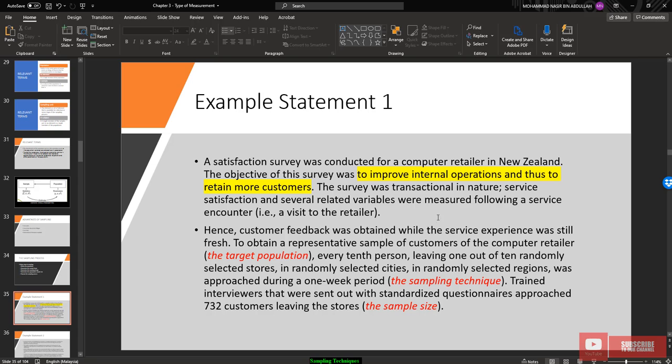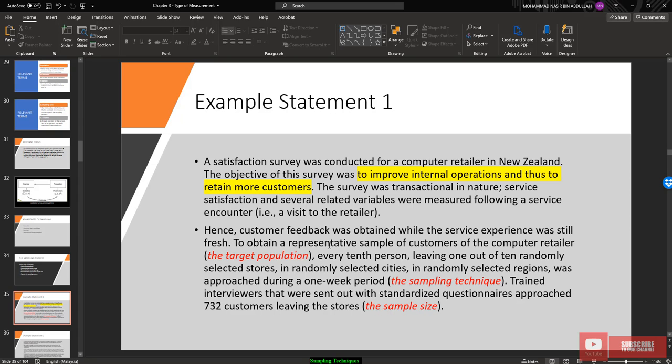Now, example number 1. A satisfaction survey was conducted for a computer retailer in New Zealand. The objective of this survey was to improve internal operations and thus retain more customers. The survey was transactional in nature. Satisfaction and several related variables are measured following the service encounter, for example, a visit to a retailer. So the customer feedback was obtained while the service experience was still fresh.